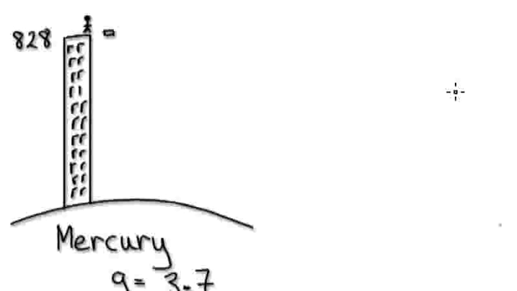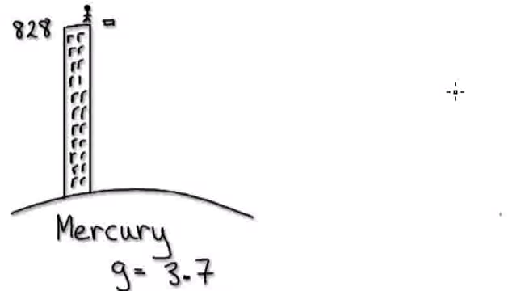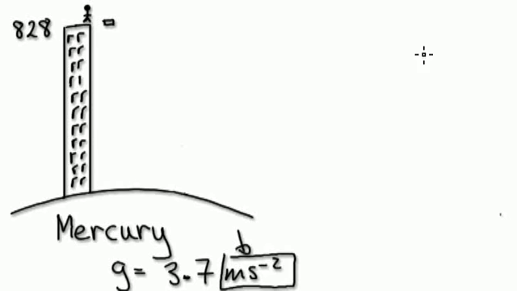Okay, now you're standing on the Burj Dubai, which happens to be on planet Mercury. The gravitational pull of gravity is 3.7 meters per second squared. Okay, don't worry about this. This is just a unit of gravity.